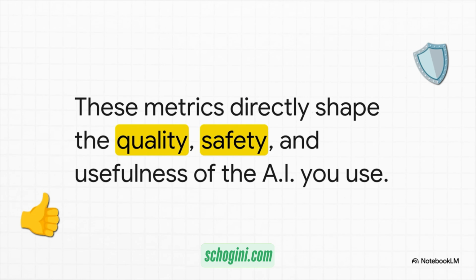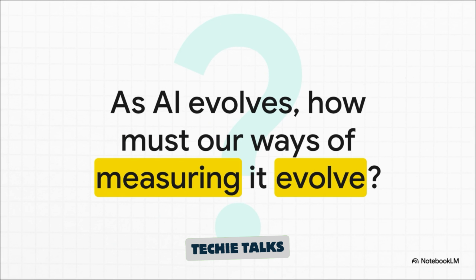Think about it. Every single time you get a really useful summary, or a perfectly harmless answer, or even a surprisingly creative idea from an AI, that's not an accident. It's because that model has been rigorously tested and improved using this whole combination of metrics. This entire evaluation process is what pushes the tech forward, making it more useful and more trustworthy for every single one of us.